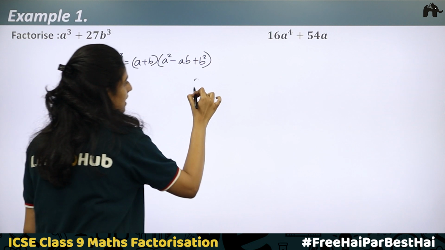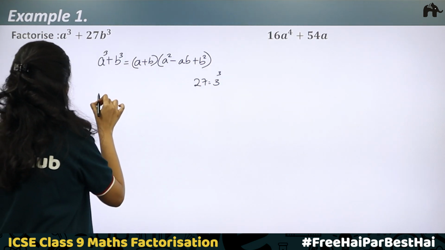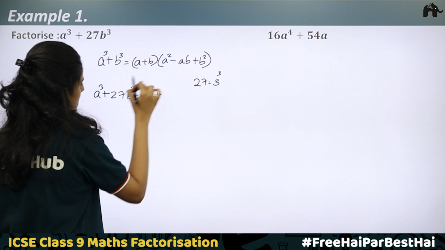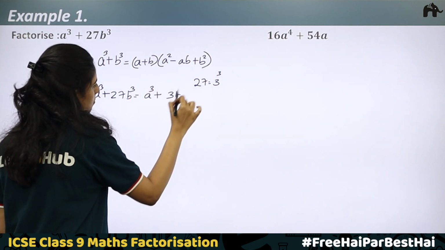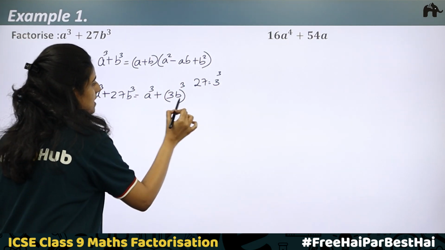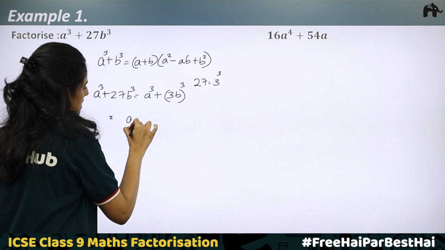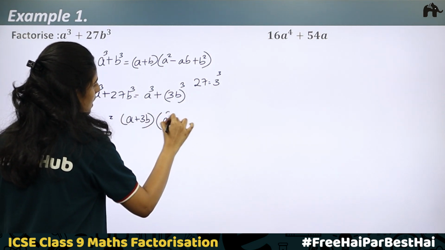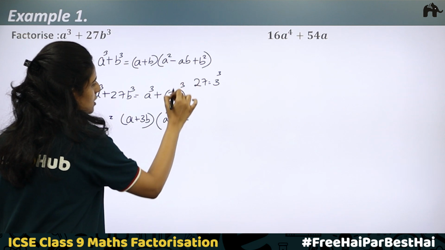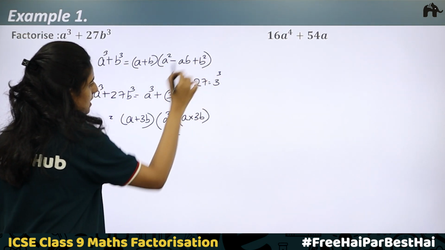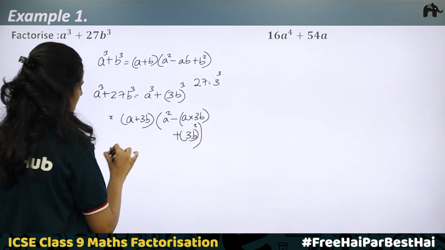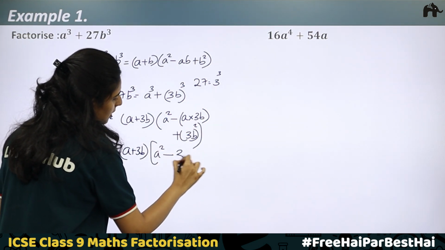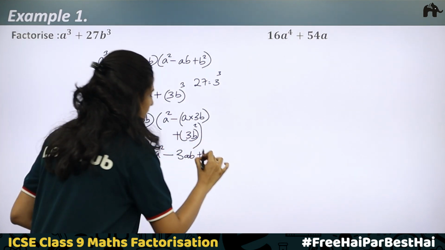What is 27? 27 is equal to 3 cube. So a cube plus 27b cube will be equal to a cube plus 3b whole cube, which is equal to a plus b, that is a plus 3b. In place of b, here it is 3b. Then a square minus ab, here a and in place of b we have 3b, plus b square, 3b square, which is equal to a plus 3b into a square minus 3ab plus, what is 3 square? 3 square is 9, so 9b square.